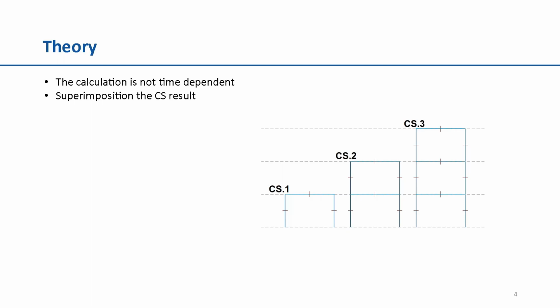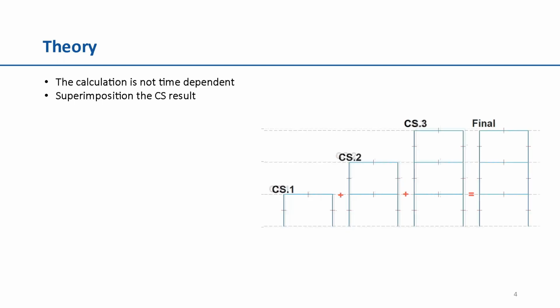So when you run the analysis, the calculation will be performed for construction stage 1, the result is obtained and saved. Then the analysis is performed for stage 2, the result is saved, and then for stage 3, and so on. The result from each calculation is saved and superimposed to obtain the results for the whole sequence. This means that the analysis is linear. There are 2 main methods implemented in the program.